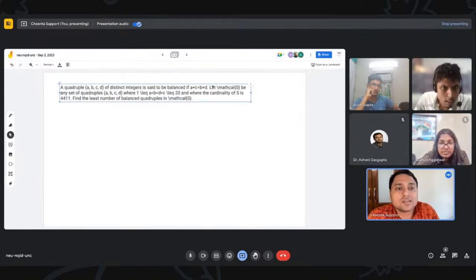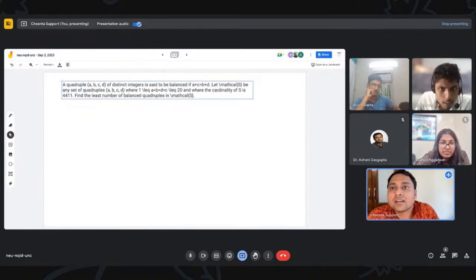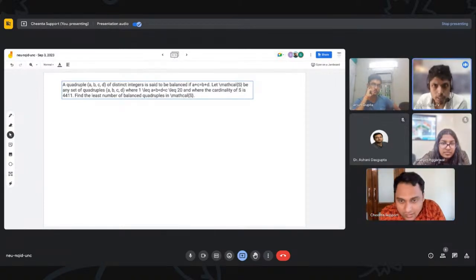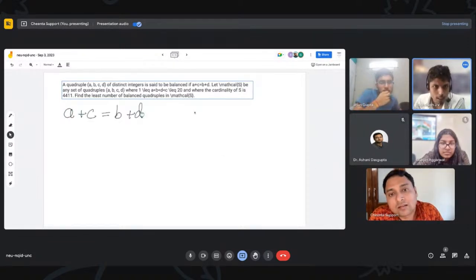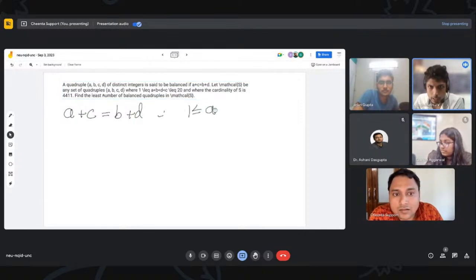Okay, so this looks like this. Everyone think about this. A quadruple is said to be balanced. So we have A plus C equal to B plus D, right? And 1 is less than or equal to A, B, D, C.